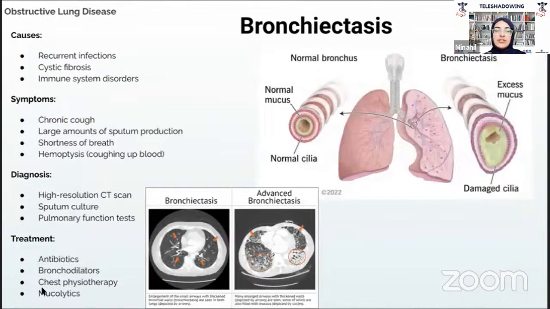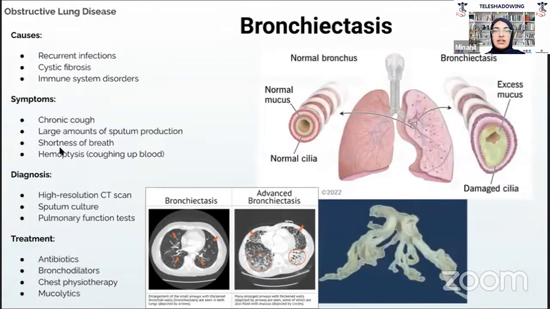So, to answer your question, Maria, I would say most of the time you would classify cystic fibrosis as an obstructive lung disease. But if it becomes very chronic, very rarely it can transition over to a restrictive lung disease as well. And this is actually a coughed up mucus plug that someone could see with bronchiectasis.